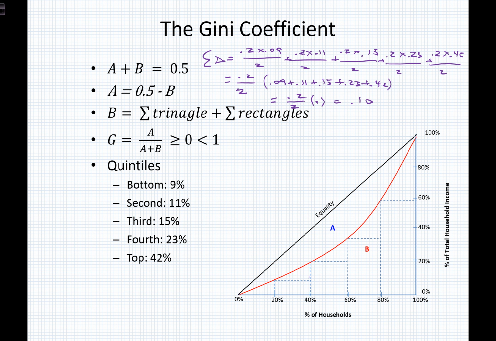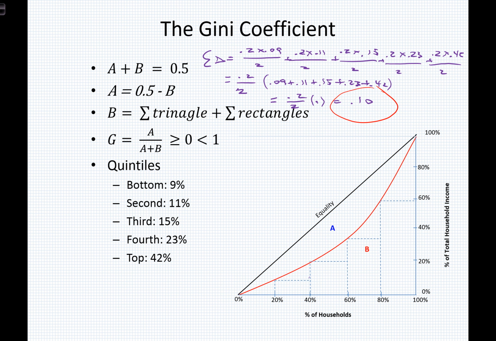Now, this happens to be the case when we're dealing with quintile separation. The sum of the triangles when we're dealing with quintile separation is always going to be 0.10, but only when we're dealing with quintile separation. If we were dealing with decile separation or percentile separation, it would be slightly different than 0.10, but whatever it is for that separation, quintile, decile, percentile, it will be a constant for that type.